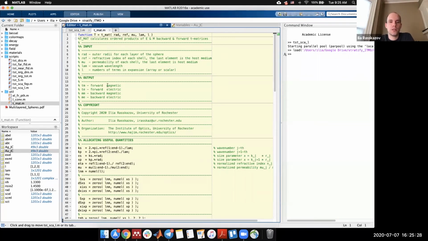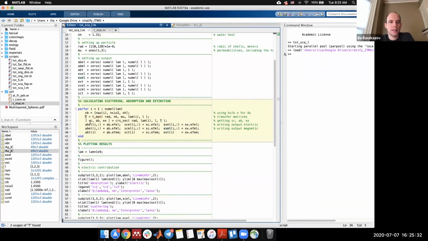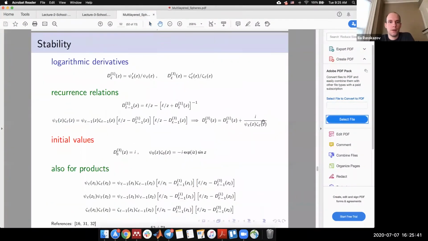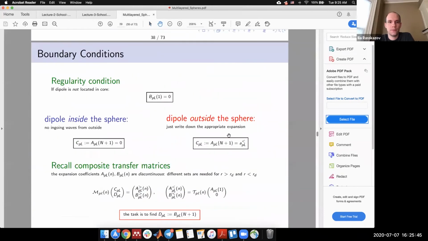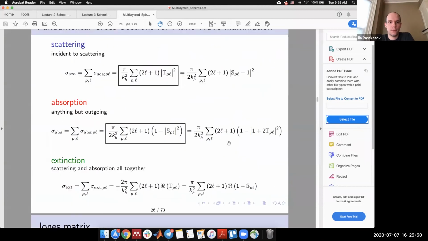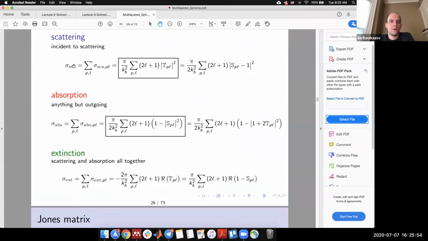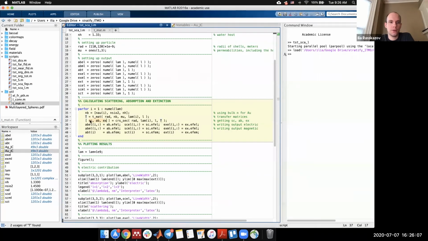And then using these transfer matrices, I can easily calculate scattering, absorption, and extinction. Again, referring to the lecture. Scattering, easy. Absorption, easy. Extinction, easy. So all of these relations are used in the code. I'm using transfer matrices and getting the scattering, absorption, and extinction efficiency. All of these variables are returned for a single configuration of a sphere at a single wavelength. Then I just put corresponding values in my output and repeat the loop.